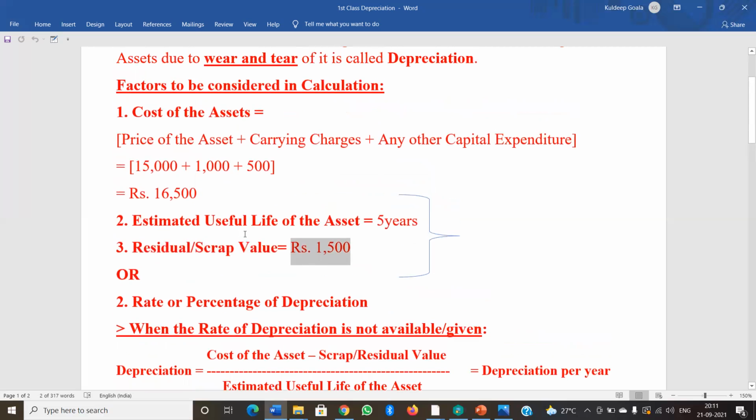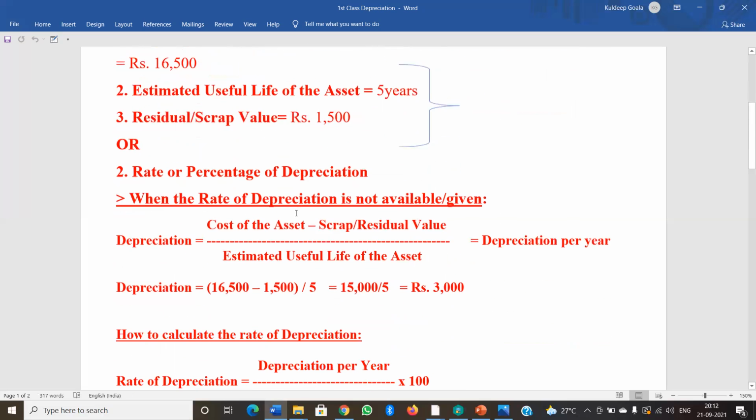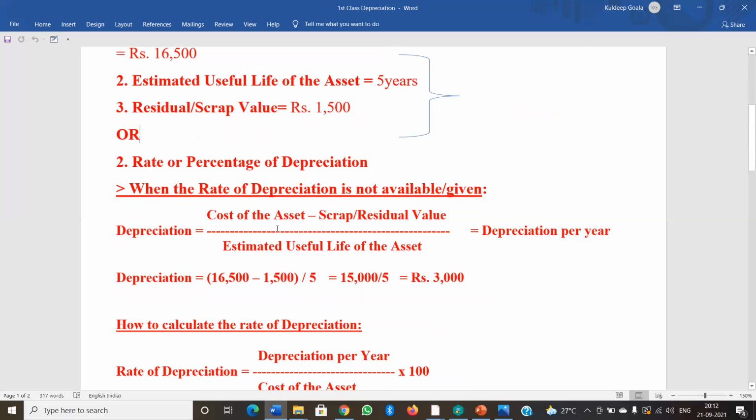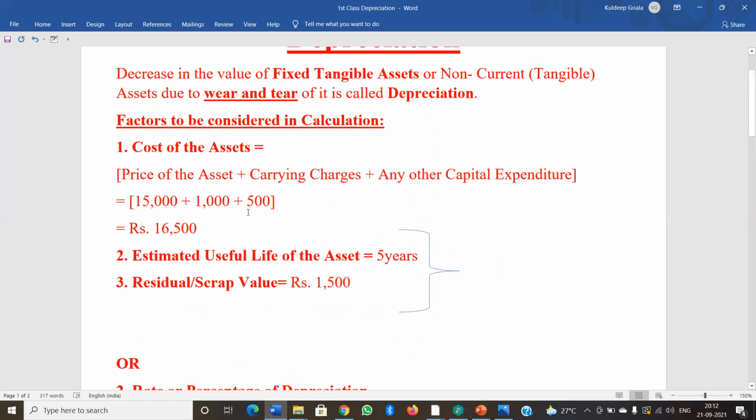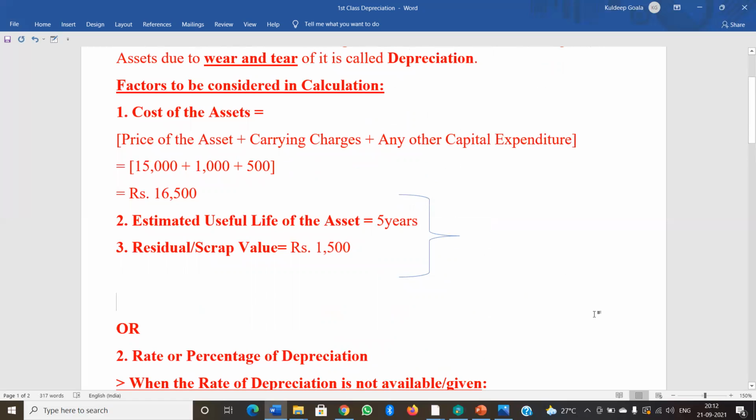Clear? So what you have to consider: cost of the asset, then estimated life of the asset, and residual value. Residual or scrap value means the value of the asset which is remaining after the use. Clear? So what will be the situation in this case? What you have to do is consider it for the purpose of depreciation calculation. I'm showing you here. So what will be the depreciation here? Calculation of depreciation will be done like this.